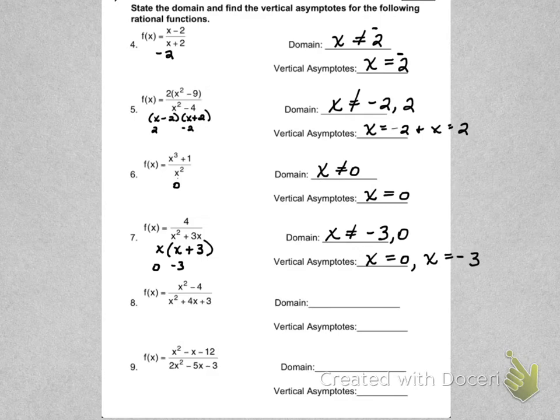Okay. And two more. We're going to factor number 8, and that will factor as x plus 3 times x plus 1. So the two values of x that would make this denominator 0 would be if it is either negative 3 or negative 1. So from the domain, x cannot be negative 1 or negative 3. And vertical asymptotes, x is equal to negative 1 and x is equal to negative 3.